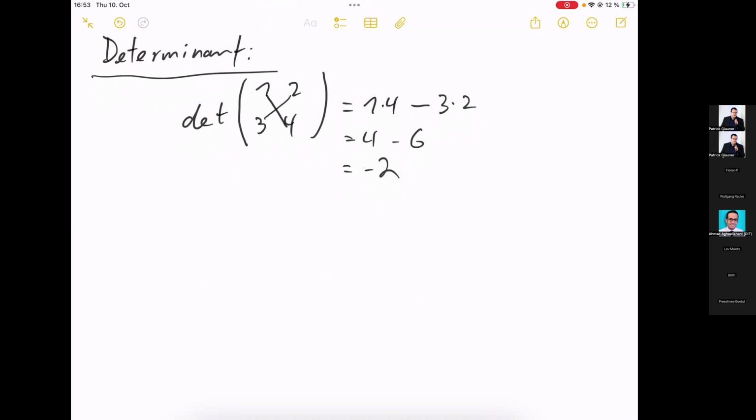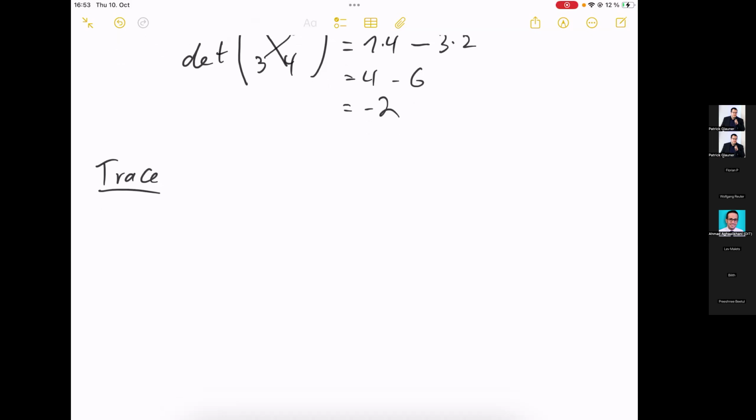Then there is another concept. It's the trace of a matrix. Who of you remembers what the trace of a matrix is? If you remember it, thumbs up. If you don't remember it, thumbs down. I only see thumbs down. That's fine.